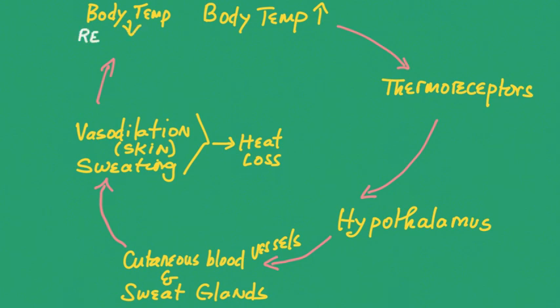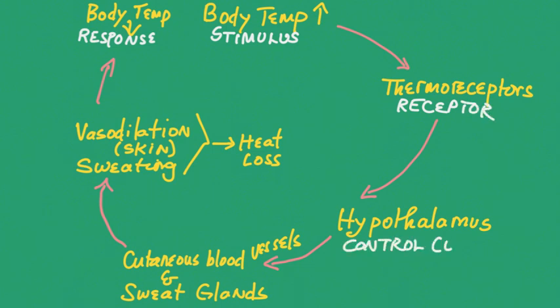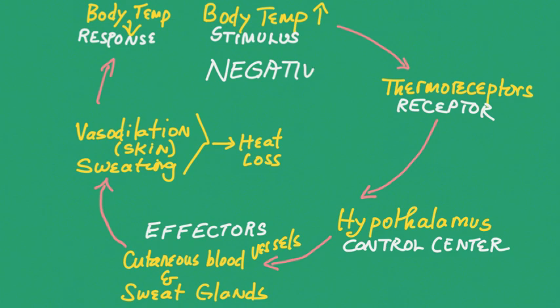So we start with the body temperature going above normal. That's the stimulus. The thermoreceptors are the receptors that sense this change. The hypothalamus is the control center that sends the messages to the cutaneous blood vessels and sweat glands, which are the effector organs or effectors. The vasodilation and sweating occur, bringing the body temperature down. The stimulus and response are in opposite directions, and therefore we call this a negative feedback.